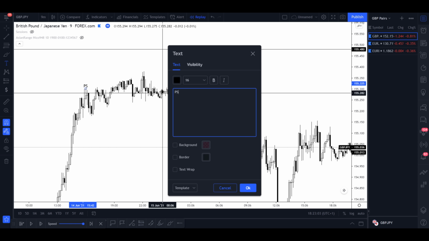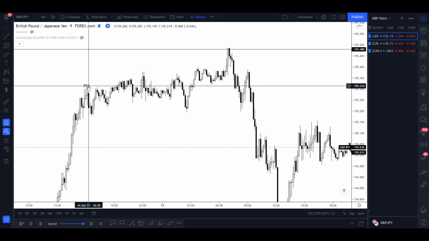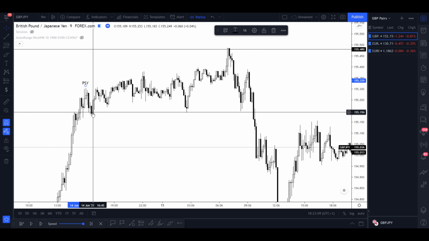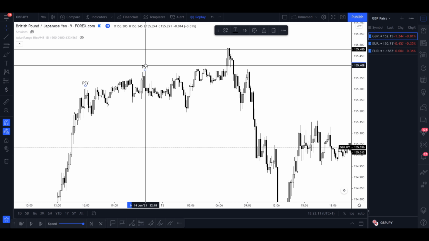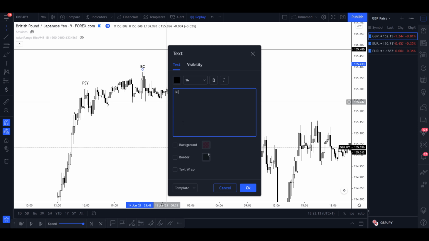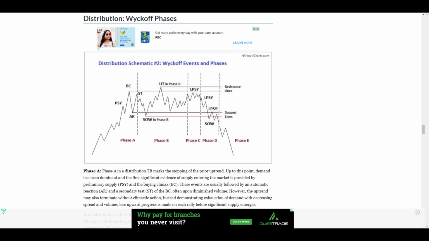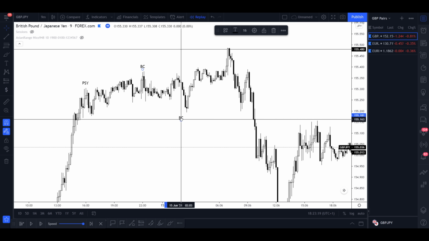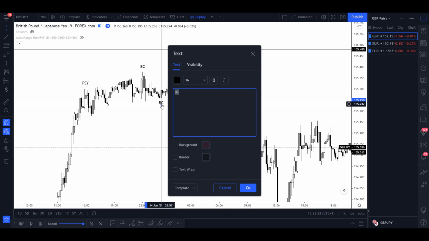Let me make this caps PSY. And then right after the PSY, what are we followed by? We're followed by a buyer's climax. So we have the boom and then boom. Buyer's climax right over here. Now after the BC, we're followed by a nice deep retracement, which is your automatic rally. So technically I could say, all right, this is my automatic rally, right?